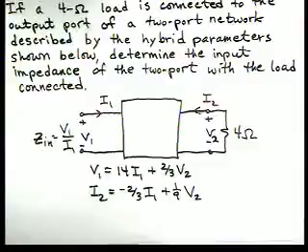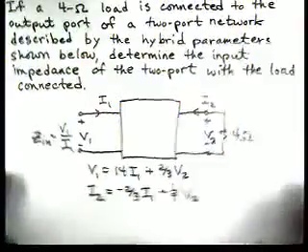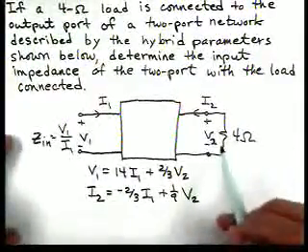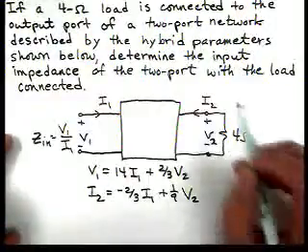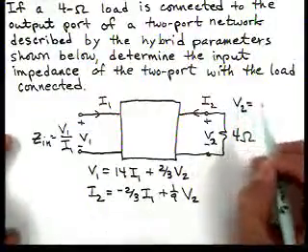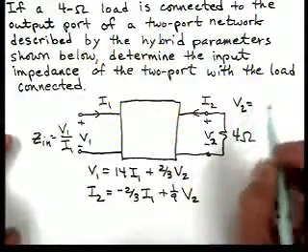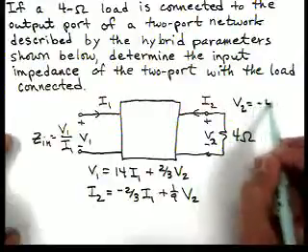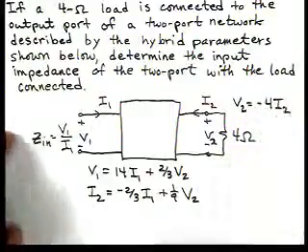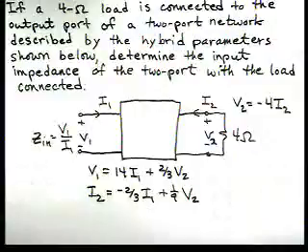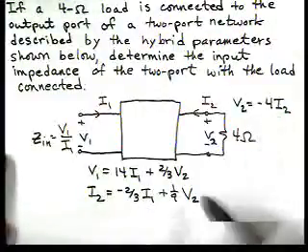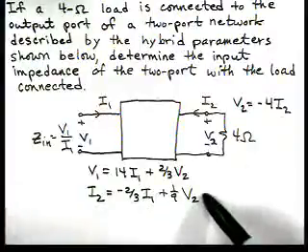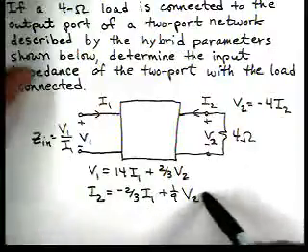So let's start off. If we look at our output port, the terminal condition for it is V2 is equal to minus 4 I2. So now we're going to substitute this into this equation and just start working on our equations.